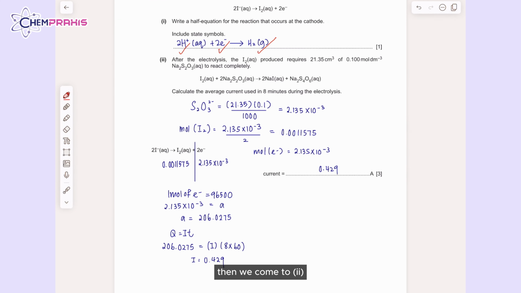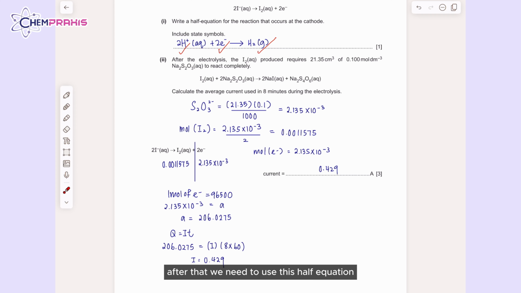Then we come to question Roman 2. After the electrolysis, the iodine produced required 21.35 cm3 of 0.1 mol per dm3 sodium thiosulfate to react completely. Calculate the average current used in the 8 minutes during the electrolysis. First of all, we will calculate the number of moles of sodium thiosulfate. So this is the number of moles. And then from the mole ratio in the chemical equation, we will be able to find the number of moles of iodine. So we divide by 2, and this is the number of moles of iodine.